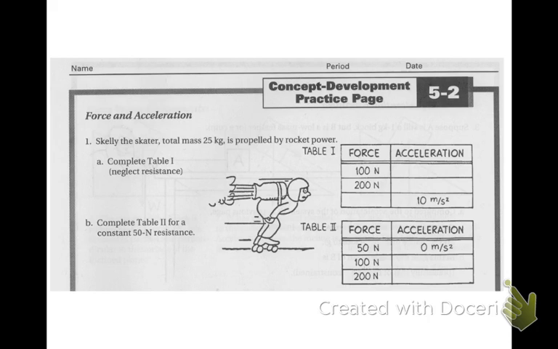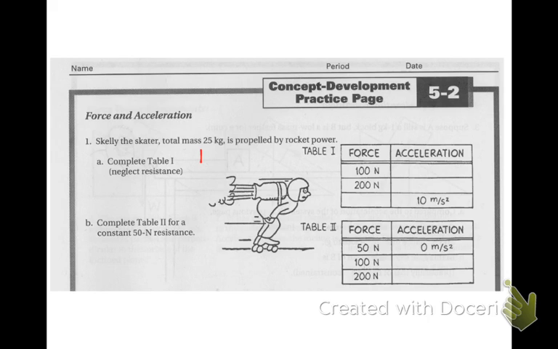Hopefully you paused the video, and here is how to do question 1 for force and acceleration. Skelly the Skater, it's a great name, has a total mass of 25 kilograms and is propelled by rocket power. Complete table 1, and then we'll complete table 2. We're going to neglect air resistance for table 1. So we've got our force of 100 newtons.